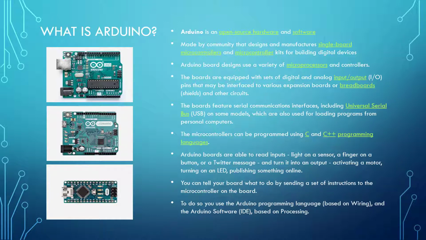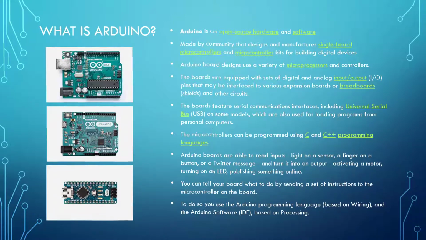Arduino board is able to read inputs, like reading a light or a sensor, turn on a relay switch, maybe send you a message, turn on an output, activate a motor, or turn on an LED. You can program the board and tell it what to do. For programming, you will need to use the Arduino programming language, like C and C++, and you need to have the Arduino software IDE, and then you can program your microcontroller.